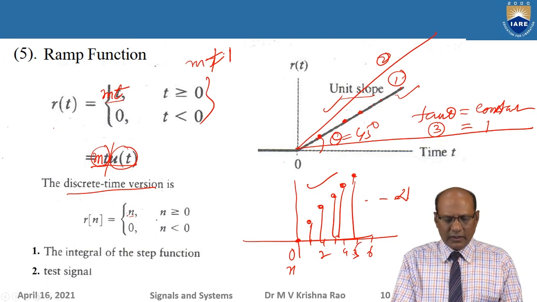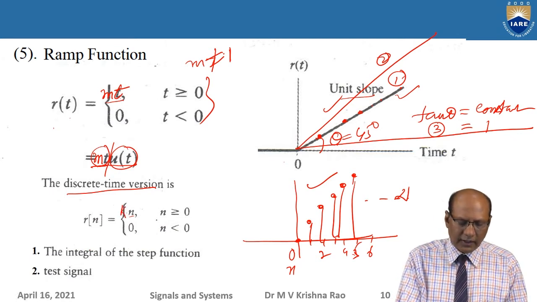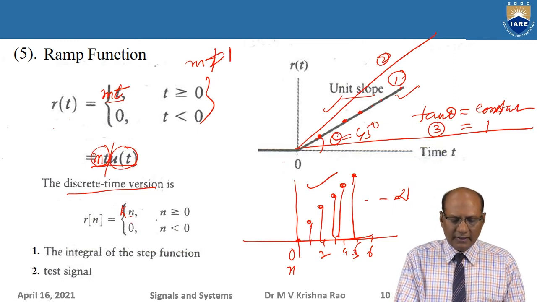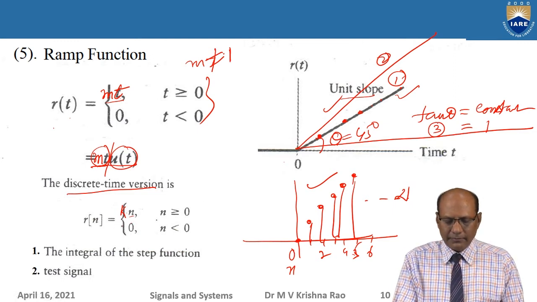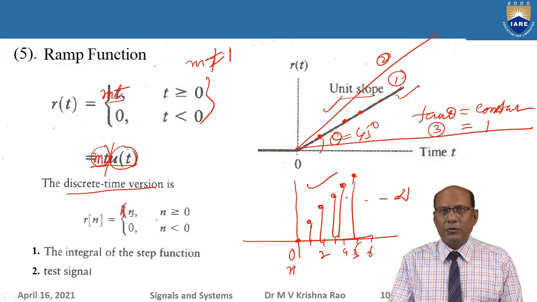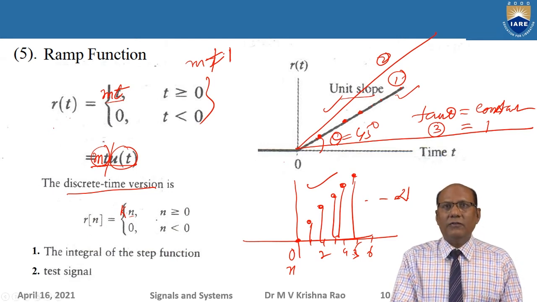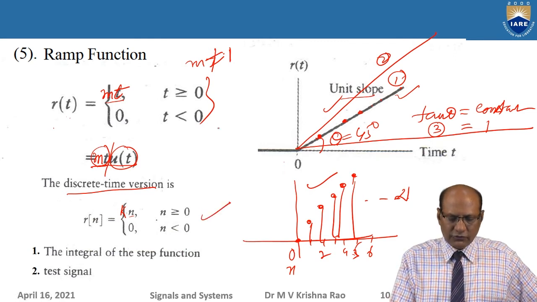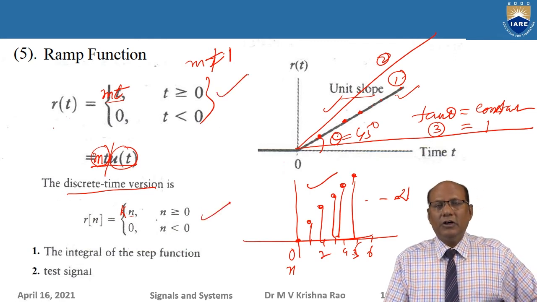Okay, you can have any value, or k into n I can put here, instead of t, k into n. K can be 2 or 3, something like that. N is proportional to the time. Basically it is proportional to the time. Here also r of t is proportional to the time. So this is the discrete version, and this is the continuous time version.